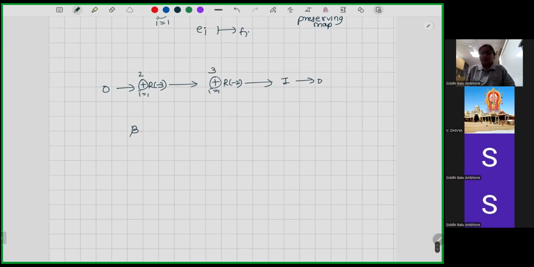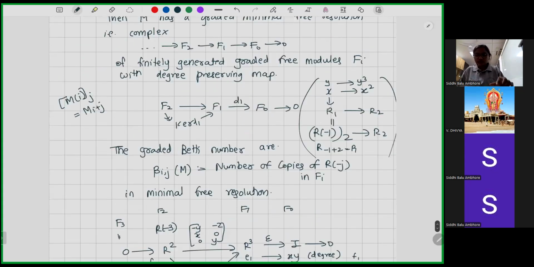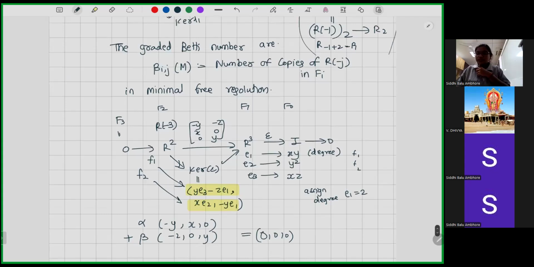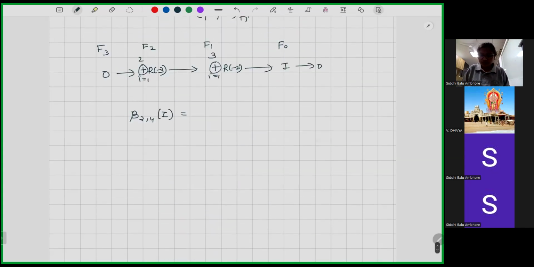So when I say this beta 4, i, so this is my F0, F1, F2, F3, and there is no F4. So beta, what is it? Beta i,j is the minus j degree copy in Fi. So this is minus 4 degree copy in F2. But F2 does not have any minus 4 degree copy. So it is just 0. Is this okay?